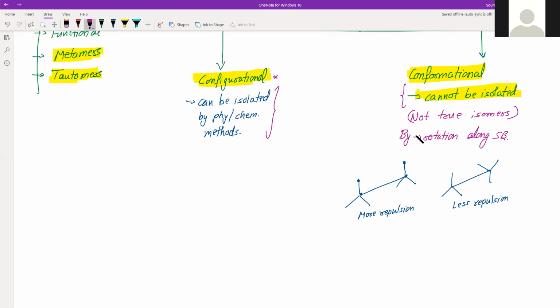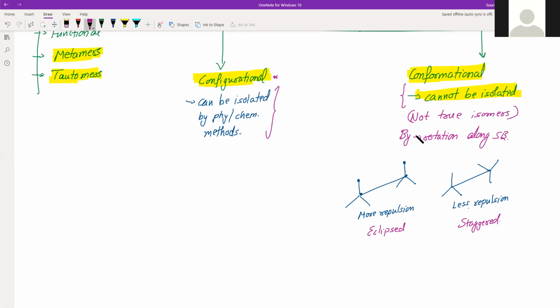Such forms are also given names. This is called eclipsed conformation, and this one is staggered conformation. So these are two different conformations of the same compound. The compound is the same. If you write their molecular formula, it will be the same. You write their IUPAC name, it will be the same.